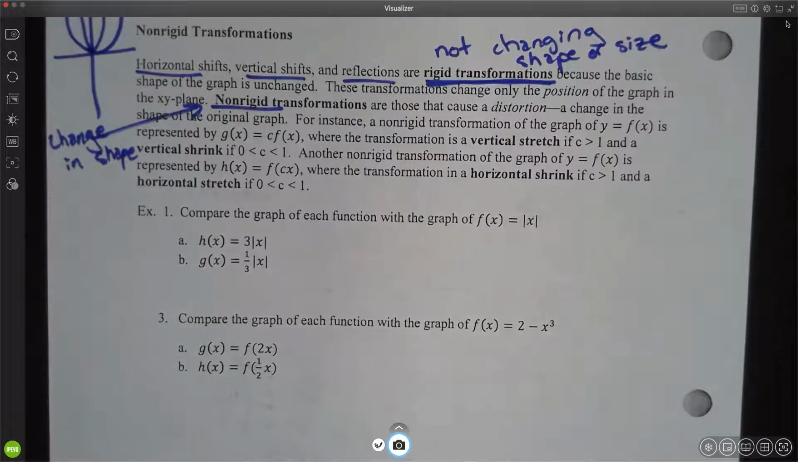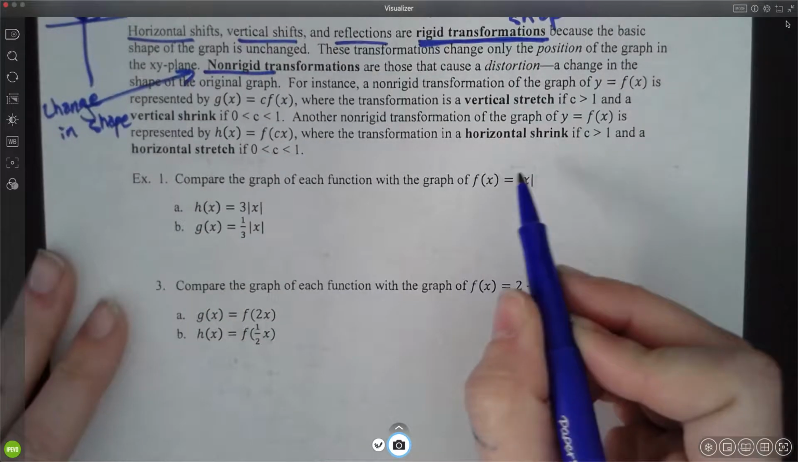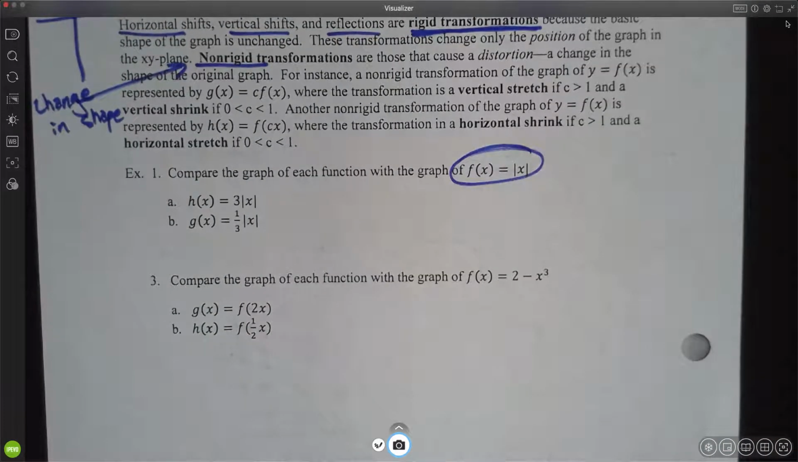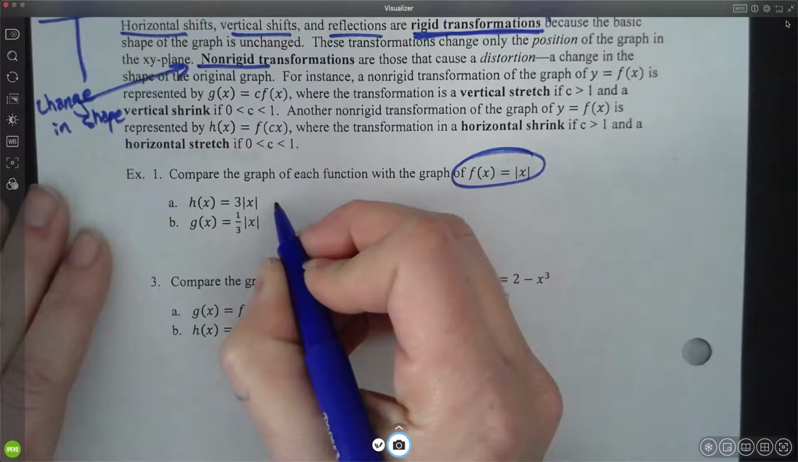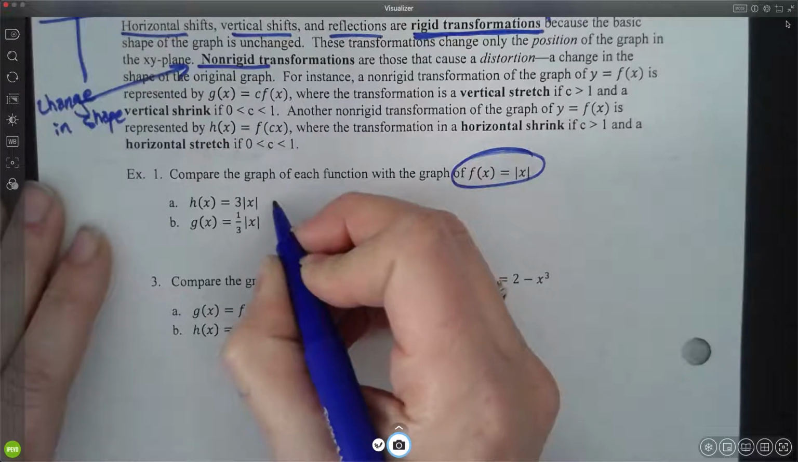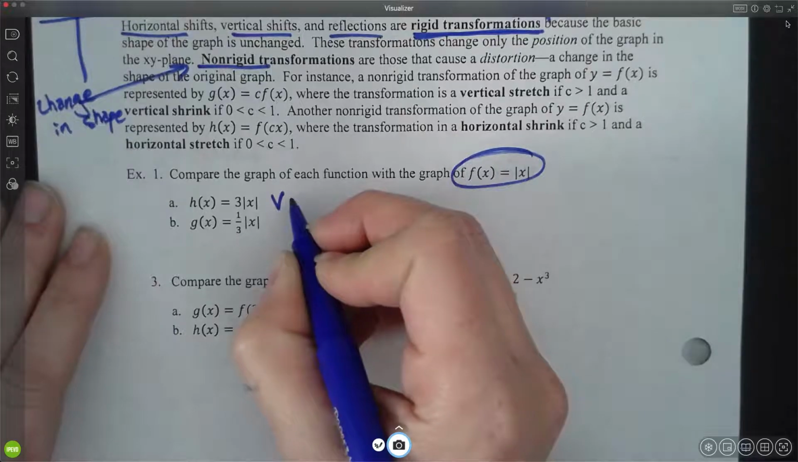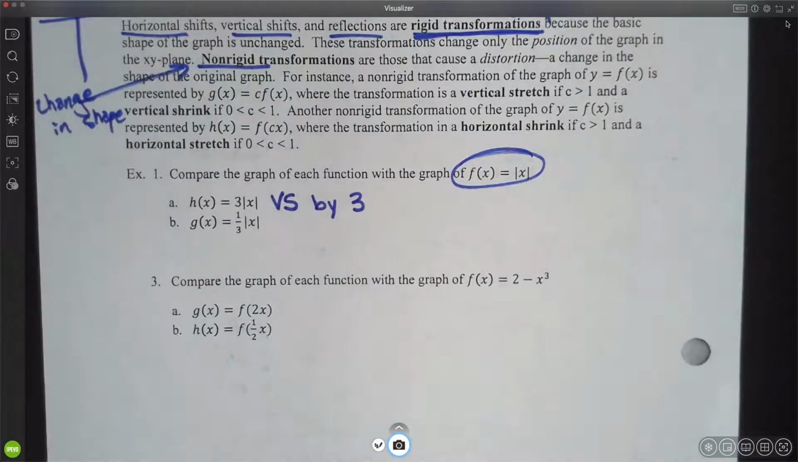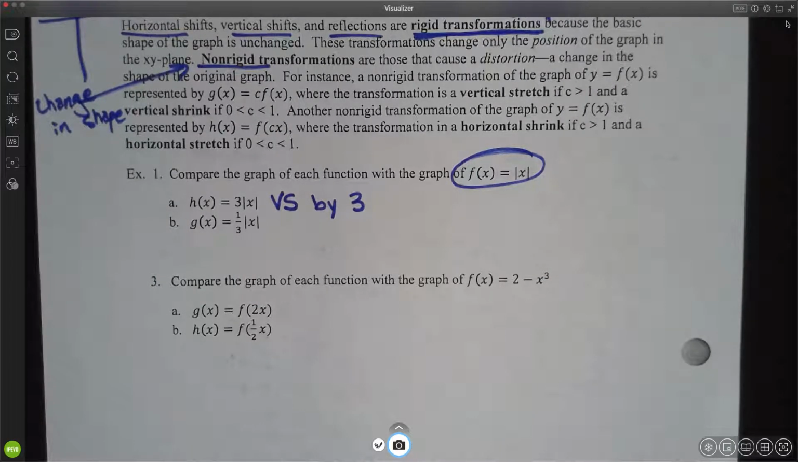Compare the graph of the function. What's our parent function? Absolute value, absolute x. What's the 3 doing in A? Stretch. How? Vertical. Vertical stretch by 3. The other one's vertical compression by 1/3.